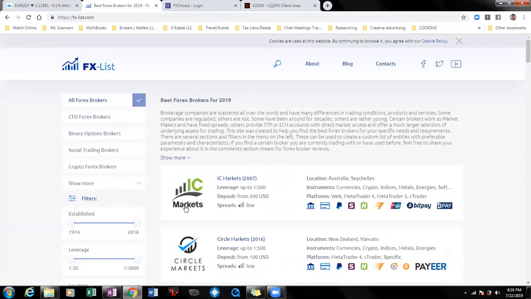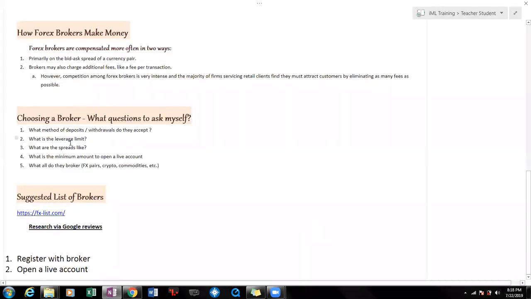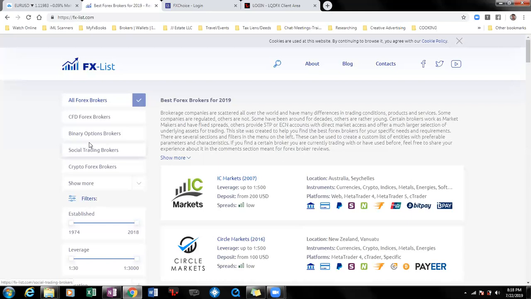So, one thing I like about this is, number one, it gives you a snapshot. It tells you the leverage, the minimum deposit, what kind of spreads, are they low, medium, or high, where it's located, so you know if it's a US regulated or an international one, what they trade, and also what platforms. Now, most of them will use MetaTrader 4, and they will also have web access. And then here it lets you know what methods of payment. So as you can see, we've hit mostly all of our questions just by going to fx-list.com. That's why I like them.